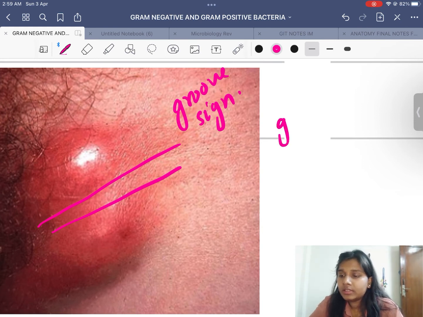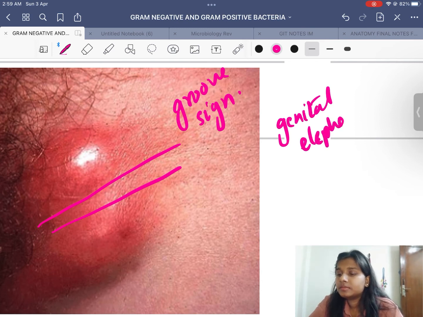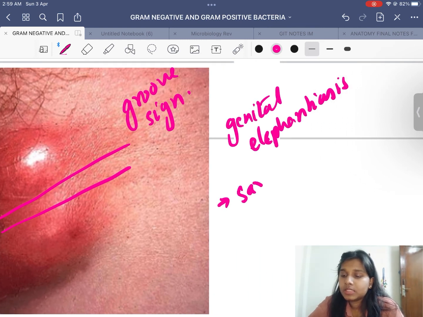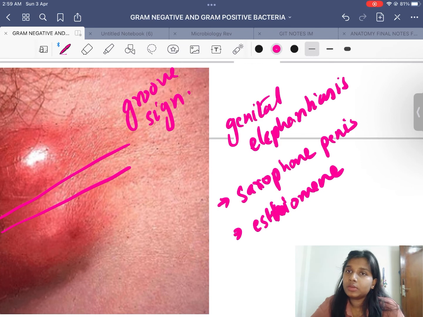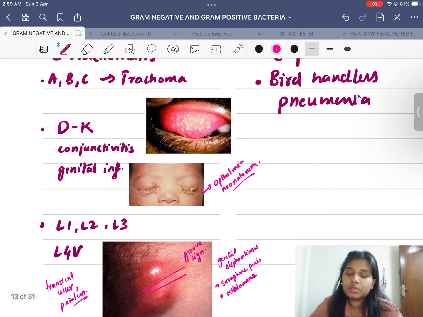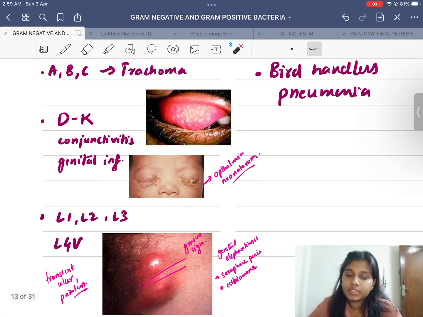What else are the complications of LGV? You have genital elephantiasis. When there is elephantiasis of the penis, that's called saxophone penis. When there is elephantiasis in the vulva, that's called esthiomene. So this is what was there for LGV.